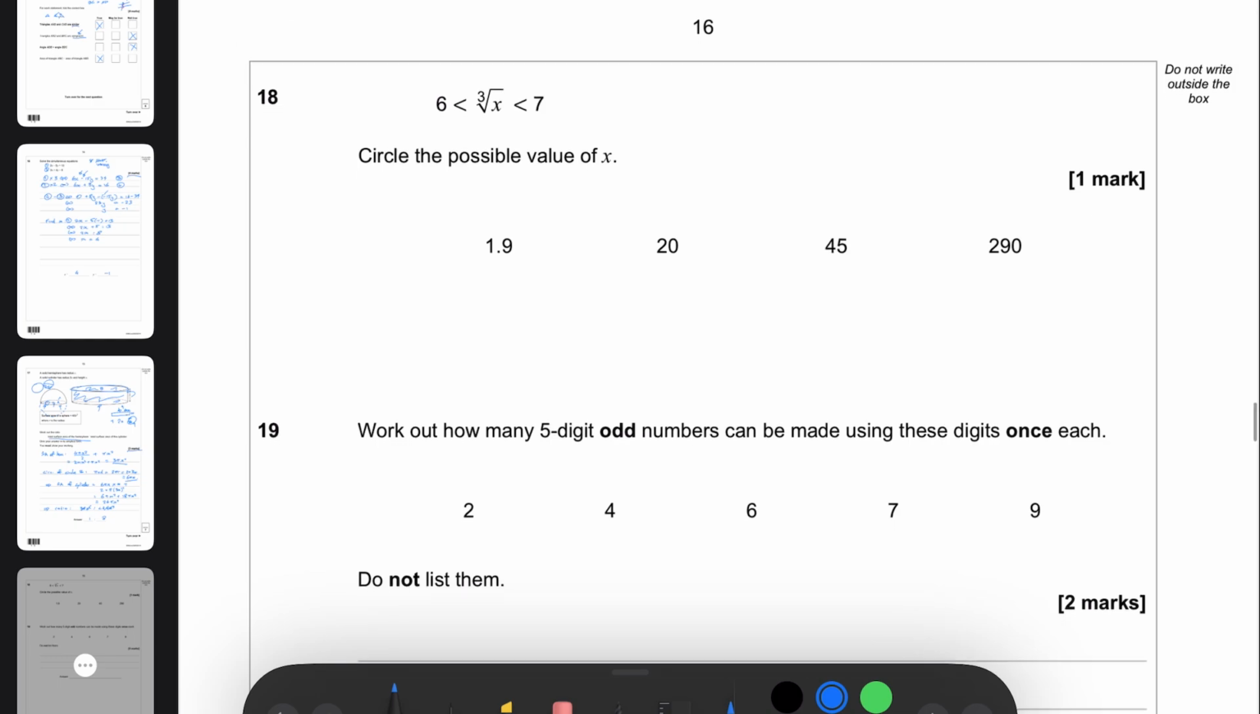Let's say question 18, back to multiple choice. Circle the possible value of x with x between these values. So we can rewrite this simply. I'll just show you one possible method. So how would I do this? Right, so what's 6 cubed? So this means that 6 cubed is smaller than x, smaller than 7 cubed.